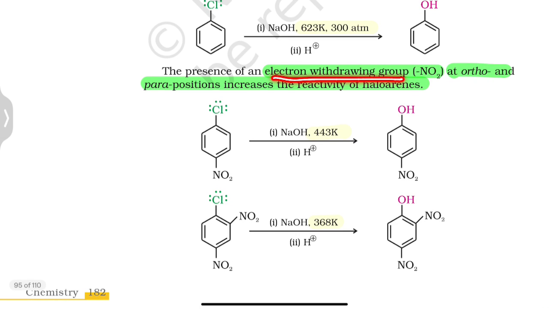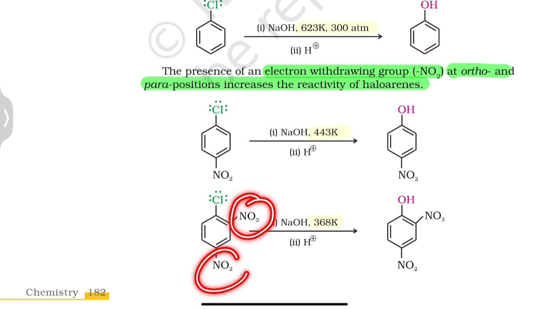The presence of an electron withdrawing group like NO2 at the ortho and para position increases the reactivity of haloarenes. Here you can see NO2, which is an electron withdrawing group. If it is electron withdrawing, it reduces the electron density, so the nucleophile can approach. Therefore, here you can see the temperature was 623, but when an electron withdrawing group is present, it reduces to 443 Kelvin. So you can replace chlorine with OH group.